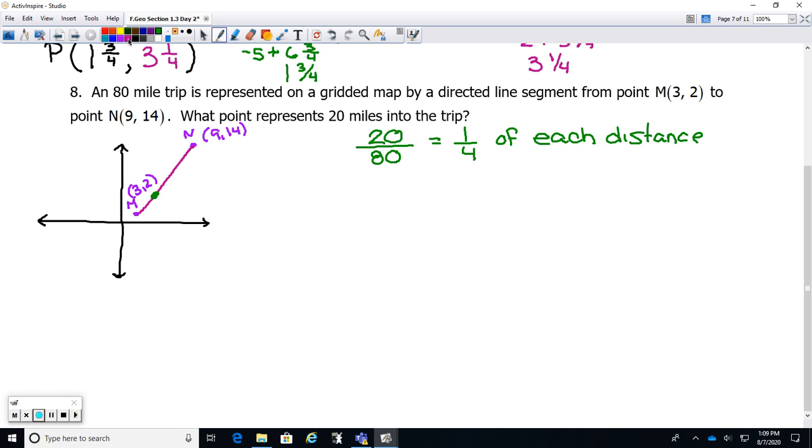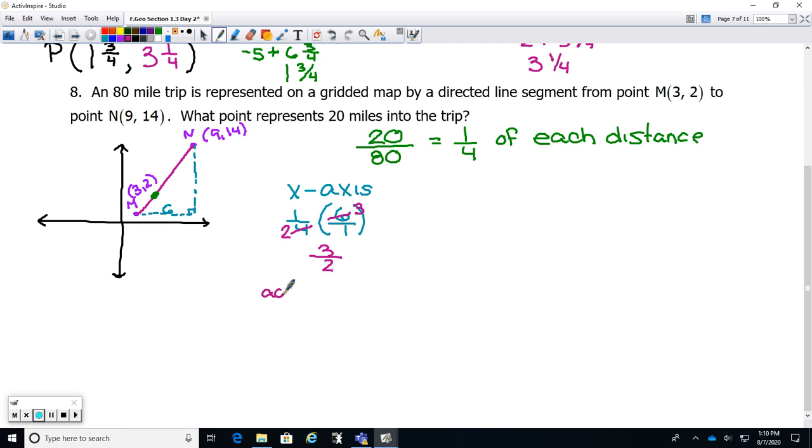Let's start with the x-axis. I'm going to sketch in my horizontal distances right here so I can know what the total distance this way is and the total vertical distance is. Let's look at the coordinates. From 3 to 9 is a total of 6 units. So for the x-axis, I want to go 1/4 of 6 units. I'm going to put that over 1. This one I can at least reduce. 2's go into here twice and 3 times. So 3 halves, or if you want 1.5.